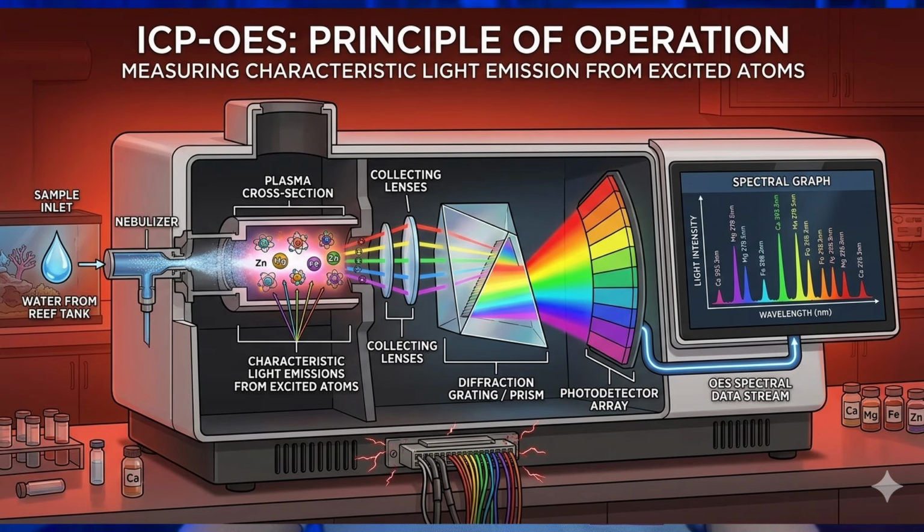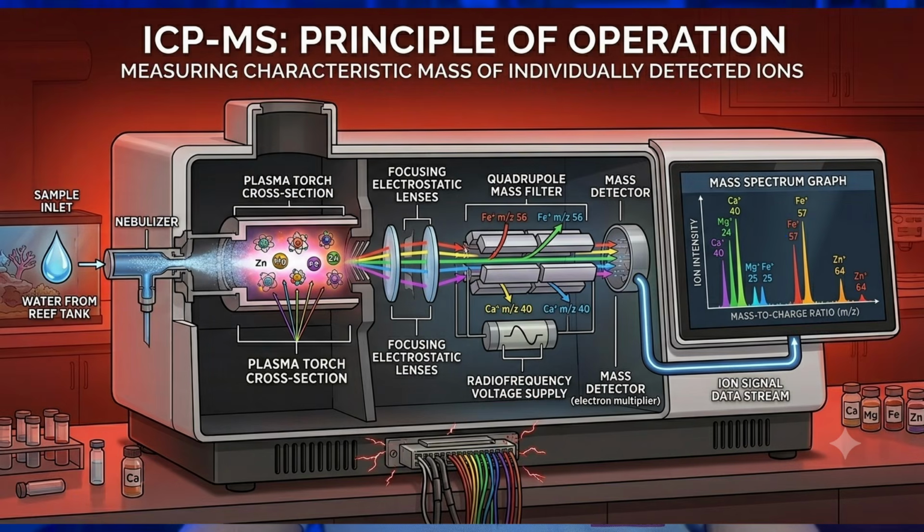ICP-OES measures the light emitted by atoms. ICP-MS, on the other side, measures the actual mass of ions. And that's where the big difference lies, because ICP-MS is dramatically more sensitive. We are talking about detecting concentrations thousands of times lower than ICP-OES. And that makes a huge difference when we are dealing with trace elements that naturally exist in reef aquariums in incredibly low concentrations. Enough theory, let's go to the results.